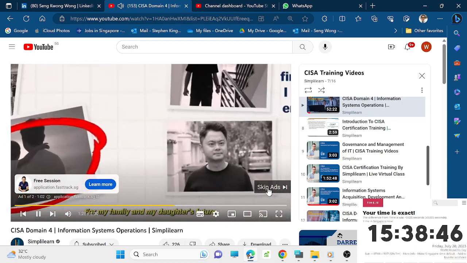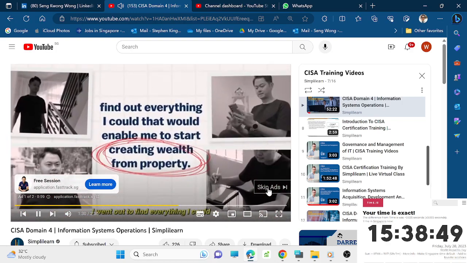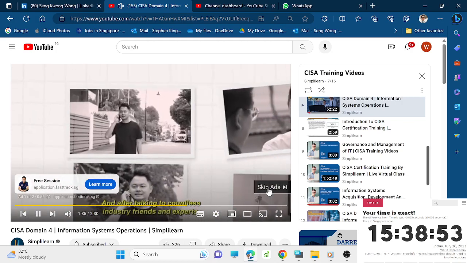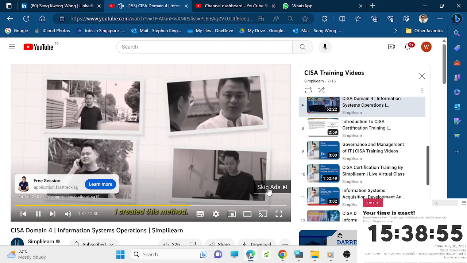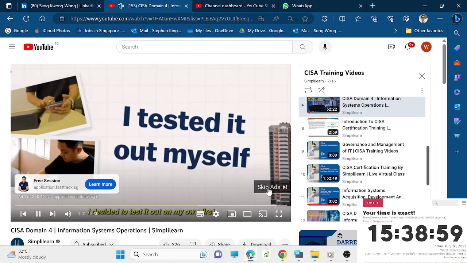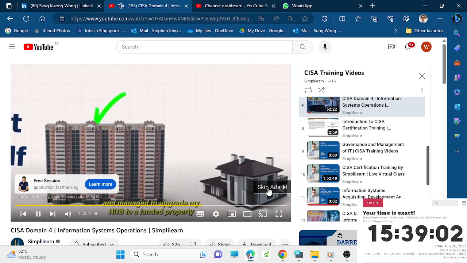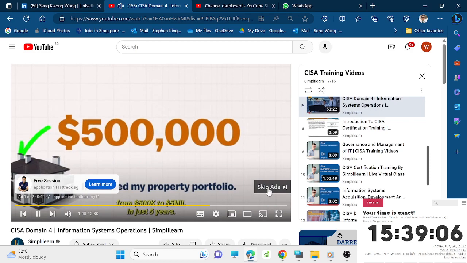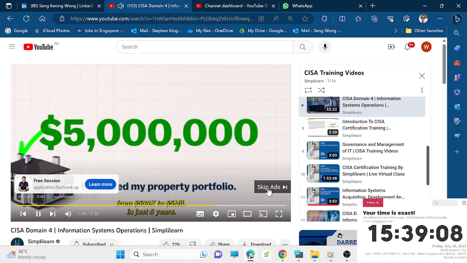For my family and my daughter's future, I went out to find everything I could that would enable me to start creating wealth from property. And after talking to countless industry friends and experts, I created this method. Before introducing this new method to others, I decided to test it out on my own first and managed to upgrade my HDB to a landed property and increase my property portfolio from $500,000 to $5 million in just 5 years.